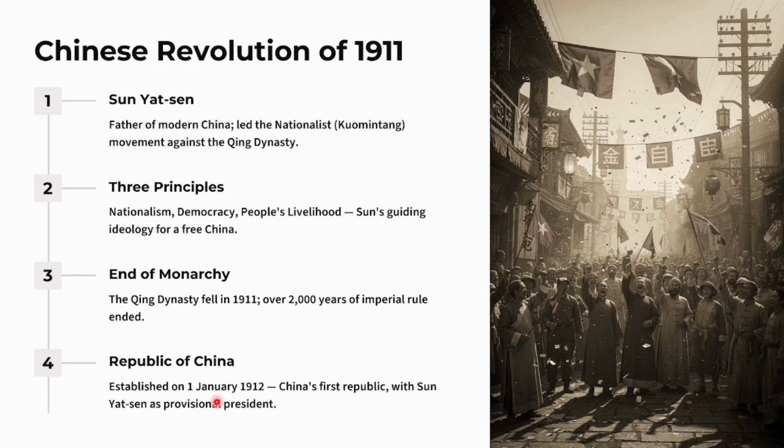The Republic of China was established on 1st January 1912, China's first republic, with Sun Yat-sen as provisional president. So you have to remember here the father of modern China is Sun Yat-sen, and China became a republic on 1st January 1912. Remember these points from the examination point of view. Not only listening to this class, try to make notes that will be helpful to you.